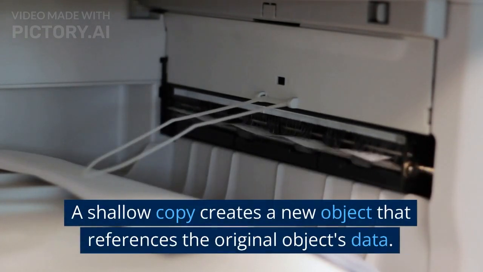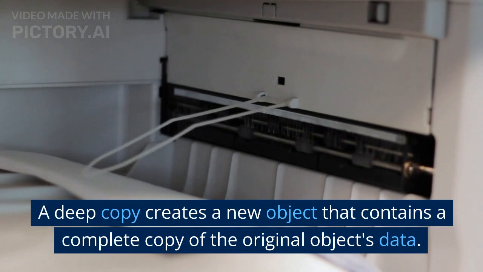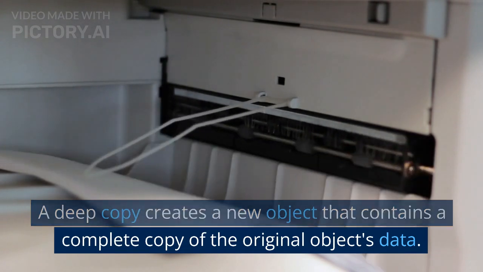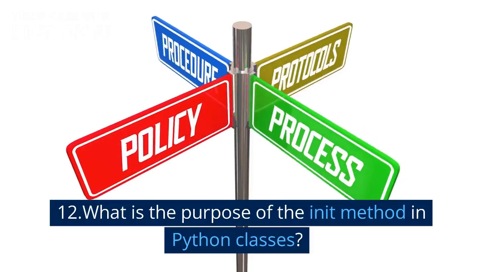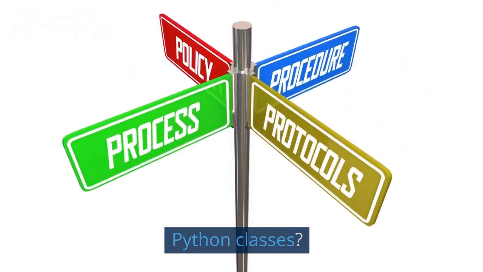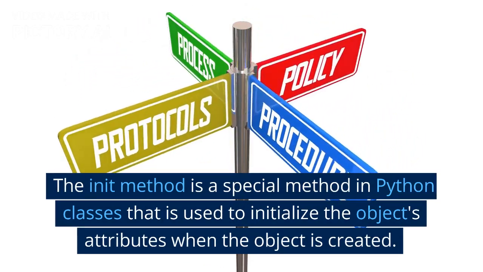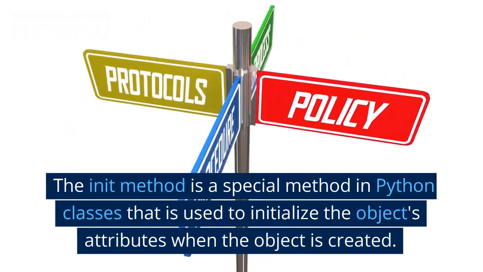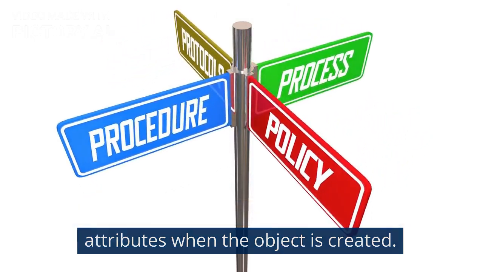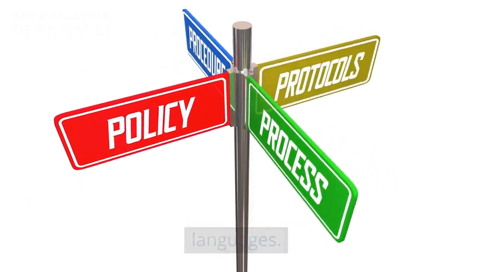A shallow copy creates a new object that references the original object's data. A deep copy creates a new object that contains a complete copy of the original object's data. 12. What is the purpose of the __init__ method in Python classes? The __init__ method is a special method in Python classes that is used to initialize the object's attributes when the object is created. It is similar to a constructor in other programming languages.